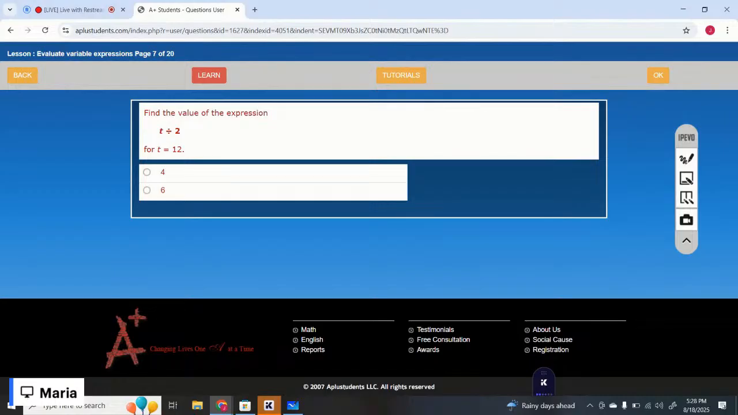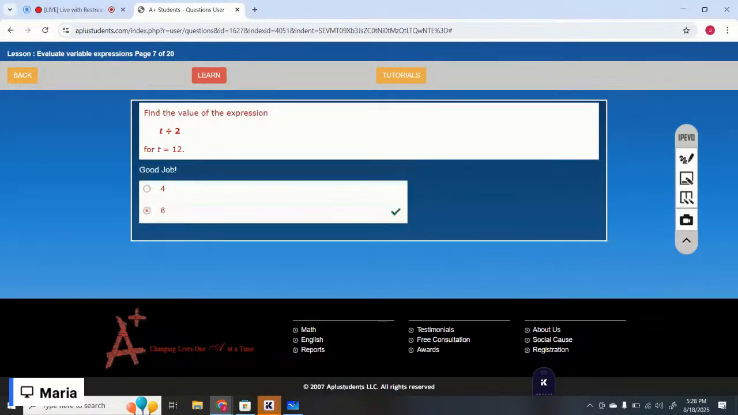Find the value of the expression t divided by 2. That is 12 divided by 2, which is 6. Option number 2 is the correct option.